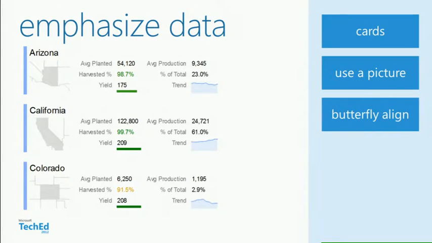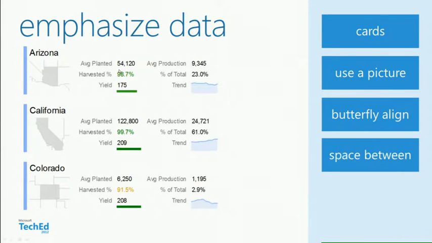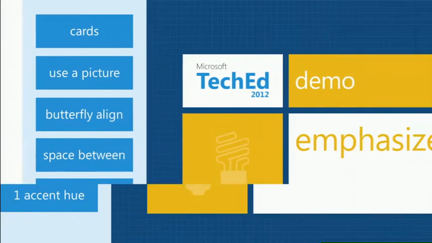Butterfly alignment. So here you can see these headings and the actual values. The headings are aligned right and the values are aligned left. It just makes it really easy to read. And keep some space between the cards so that it's easier to delineate one card from the other and easier to read. And again, one accent color. Here you could also consider using conditional formatting, and maybe if there's some KPI for each state overall, we could have that color actually be meaningful, have it range from green to red or something. But otherwise, just stick with one accent color.